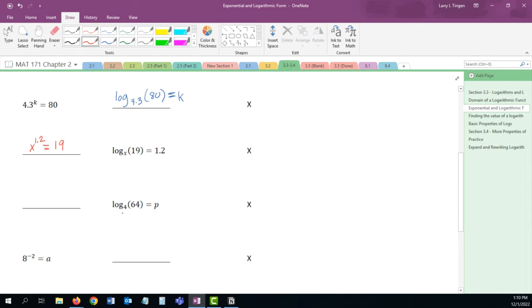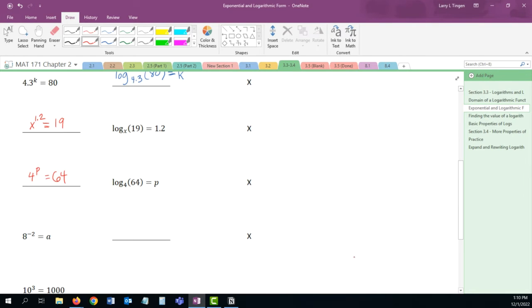All right, same thing. Base is 4. The power equals the argument is the 64. What power do I raise 4 to get 64? P. 8 to the negative 2 is equal to a.